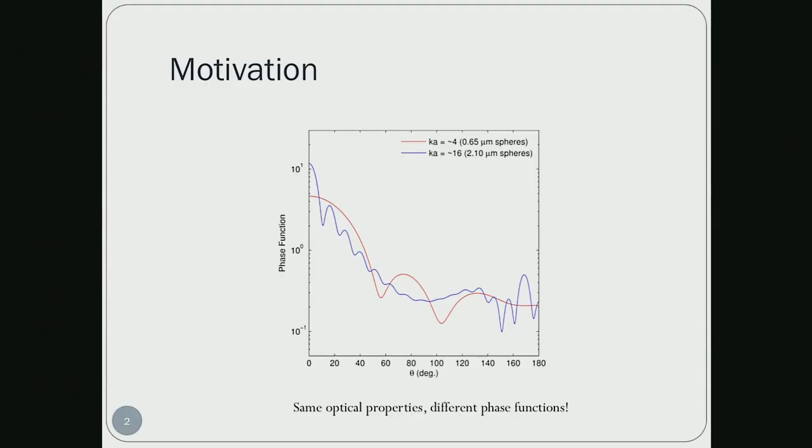So typically what you measure with diffuse reflectance is multiple scattering, not single scattering, which a phase function is a reflection of. So the question is, can you tell the difference between these two samples from multiple scattering?